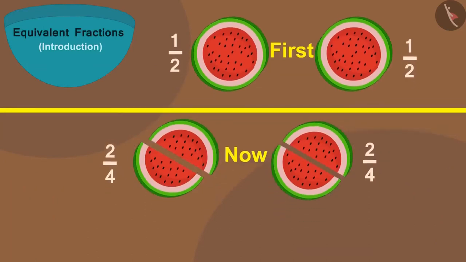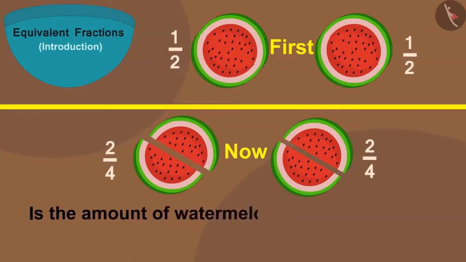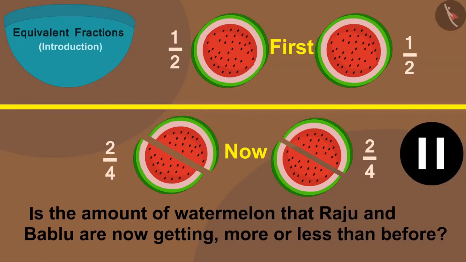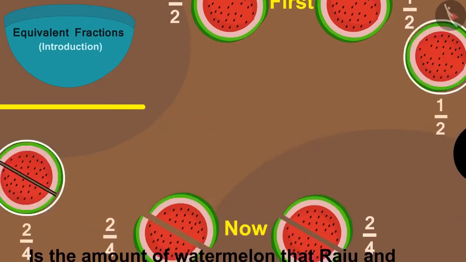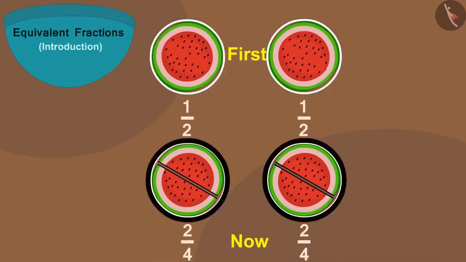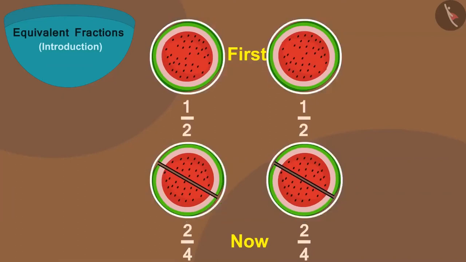Children, is the amount of watermelon that Raju and Bablu are now getting more or less than before? If you wish to, you can stop the video and think about the answer. Absolutely right. Both are getting as much watermelon as before.